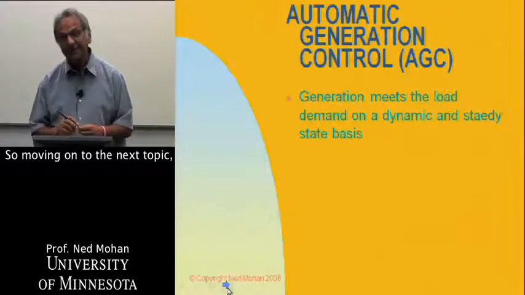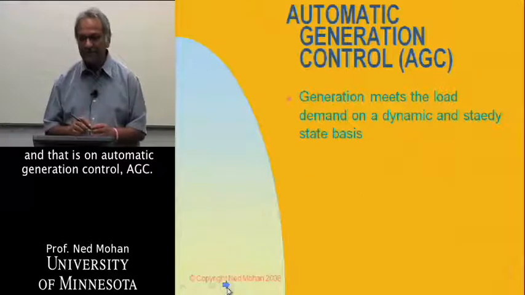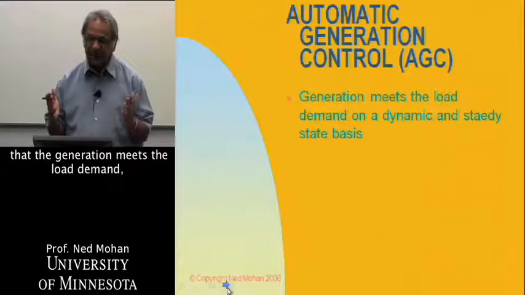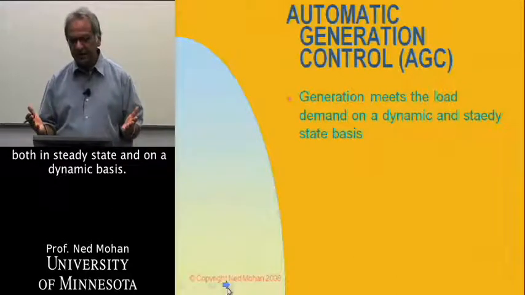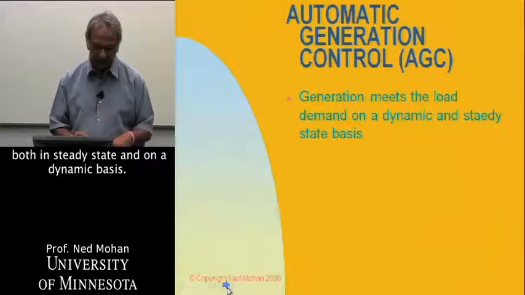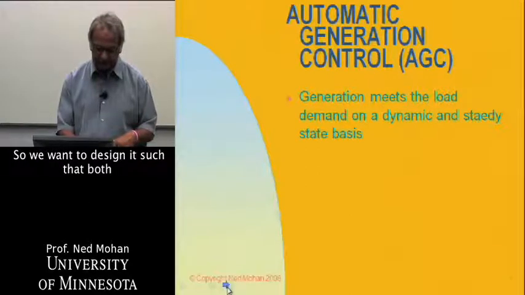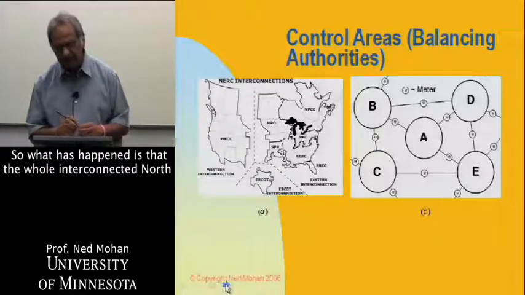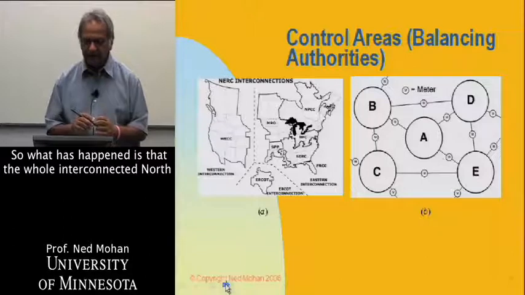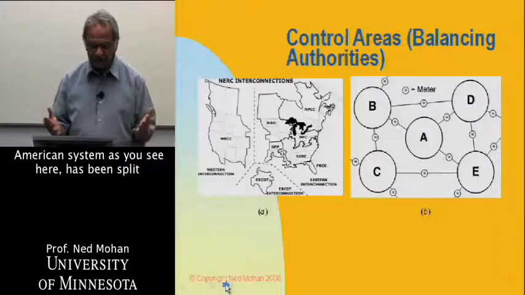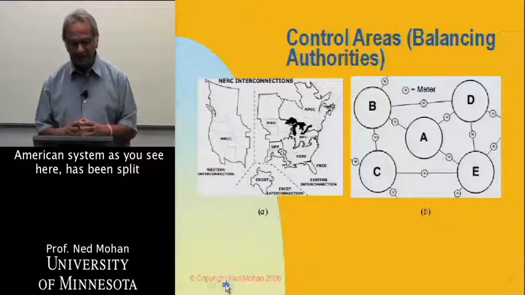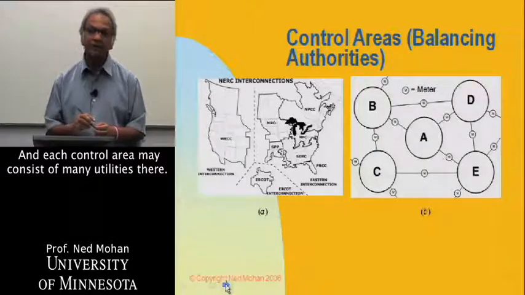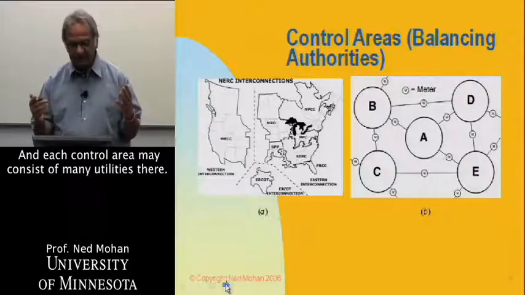So moving on to the next topic, and that is automatic generation control, AGC. Here we want to make sure that the generation meets the load demand, both in steady state and on a dynamic basis. So we want to design it such that both of these objectives are satisfied nicely. What has happened is that the whole interconnected North American system, as you see here, has been split into different control areas, and each control area may consist of many utilities.